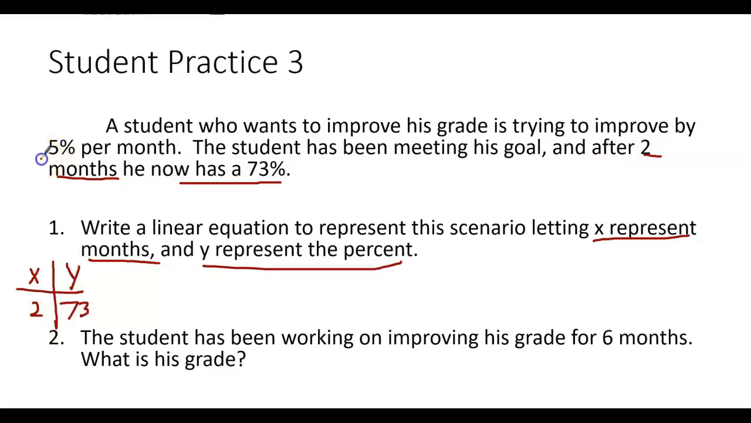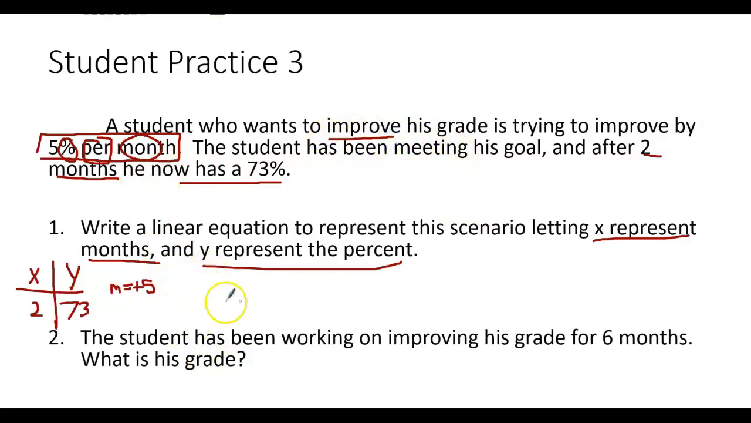Now you guys might have thought, wait a minute, isn't this a percentage? Well, yes and no. This is the other number. This is our slope. How do I know this is a slope? Because of that word per, or it could be every. 5% per month. So my slope is 5. But is it positive or negative? It says a student who wants to improve his grade is trying to improve by 5% per month. So if his grade is improving at 5% per month, would that be plus or minus? Well, that's going to be a plus. That's going to be a positive 5 because his grade is improving.